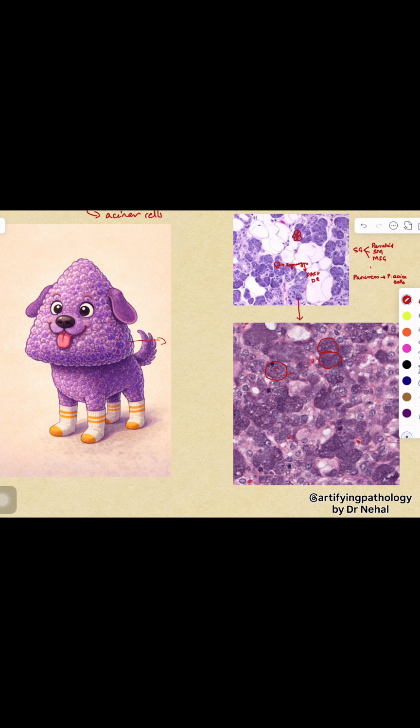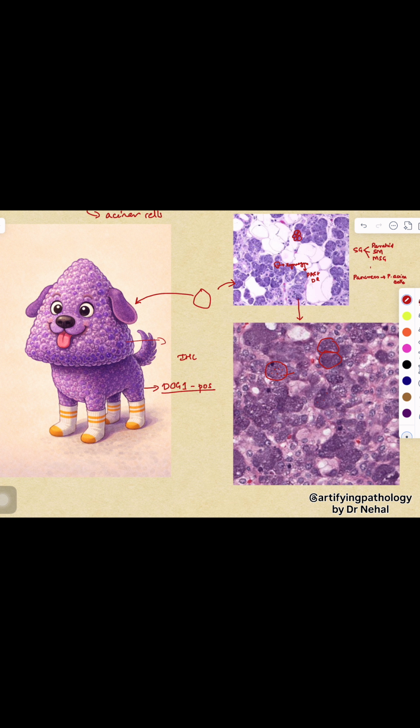Basically, I have taken one acinar cell which is polygonal in shape and made it look like a dog. Why? Because in IHC, acinic cell carcinoma is DOG1 positive. We know that DOG1 was discovered on GIST and is therefore seen in GIST, and it is also seen in acinic cell carcinoma.